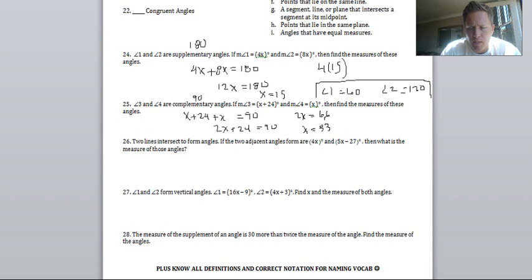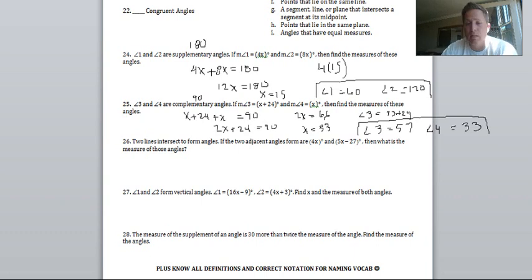And find the measures of both angles. Again, we're just going to plug it back in. For angle 3, it is going to be 33 plus 24, which is going to equal 57. So angle 3 equals 57, and they have to add up to 90. So I know that the other angle, angle 4 right here, has to be 33 degrees. So there's that.